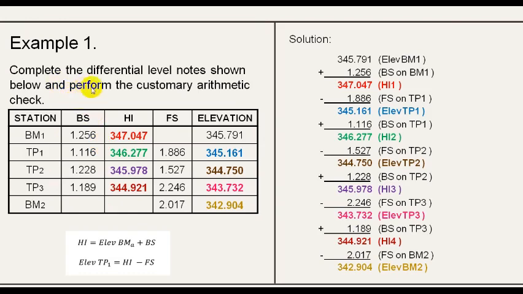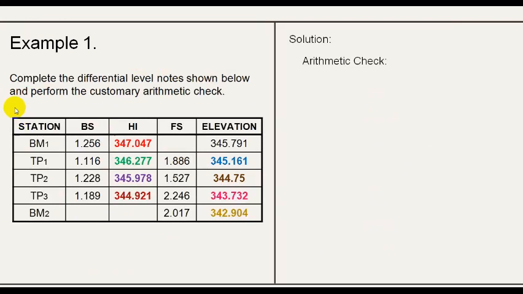Then, the second question is to perform the customary arithmetic check. Sa atong arithmetic check, we have this formula: elevation sa atong known benchmark, which is 345.791, plus summation sa backside minus summation sa foresight is equals to elevation of benchmark 2. So, atong elevation of benchmark 1 kay known. So, next atong goal is to compute the summation of foresight.